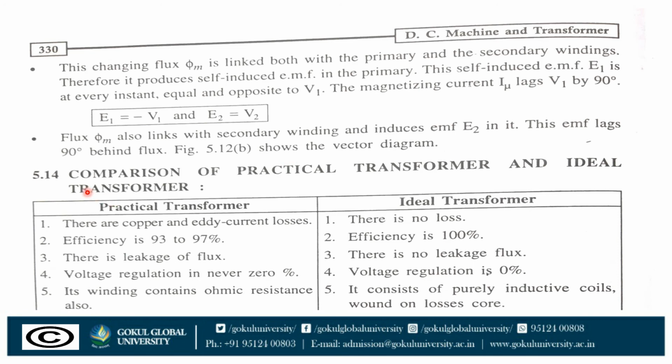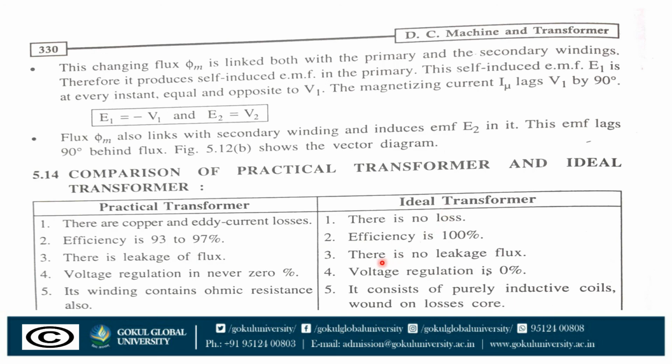So this one is the ideal transformer. Now the next topic is the comparison of practical transformer and ideal transformer. There are differences between a practical and an ideal transformer. First, in a practical transformer there are copper and eddy current losses, whereas in an ideal transformer there are no losses. Second, the efficiency of a practical transformer is 93 to 97 percent, whereas in an ideal transformer the efficiency is 100 percent. In a practical transformer there is leakage of flux.